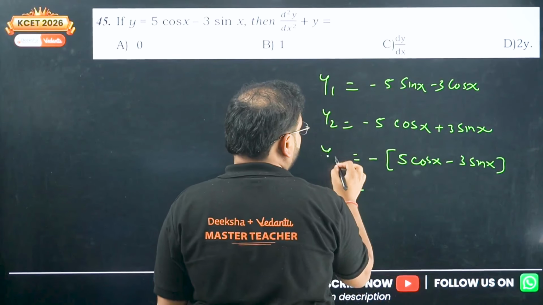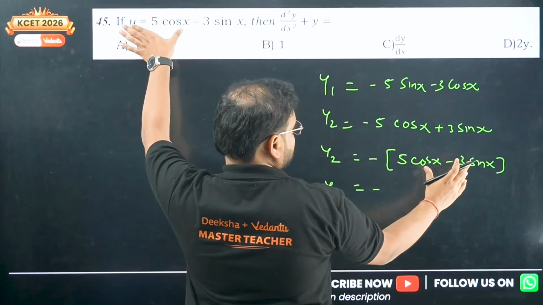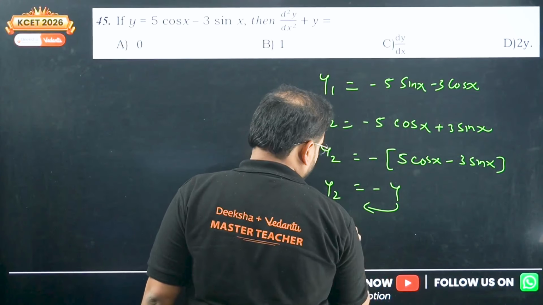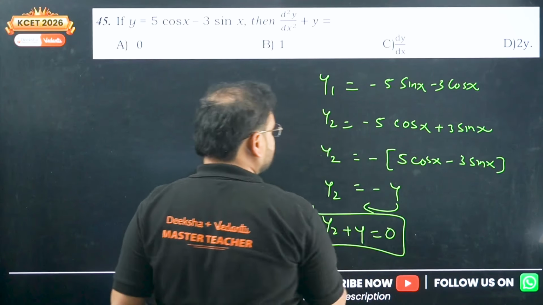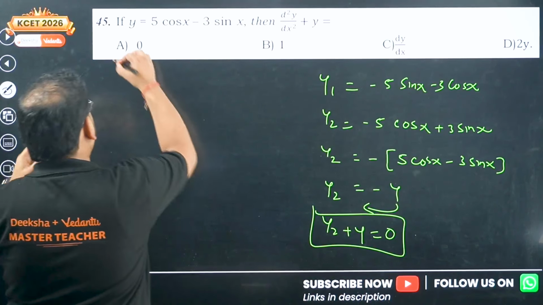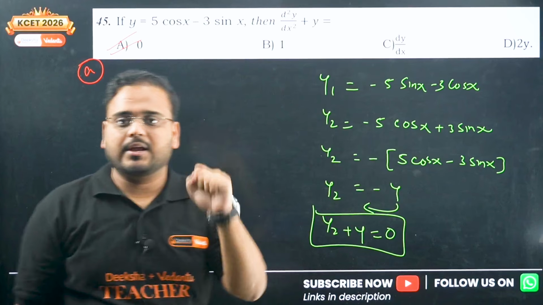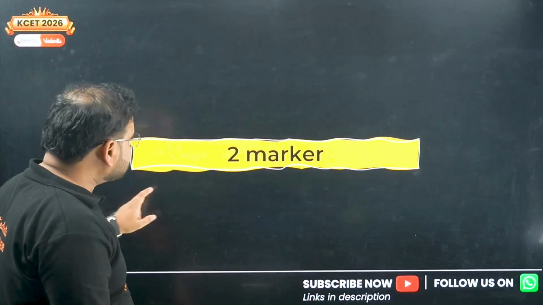Check here, this is y2, minus, what is this? Same as y. 5 cos x minus 3 sin x. So minus y. Bring on this side, I get y2 plus y as 0. Answer is option A. Done. Next. Now we are moving to the 2-marker category. So we are done with the first 8 questions.